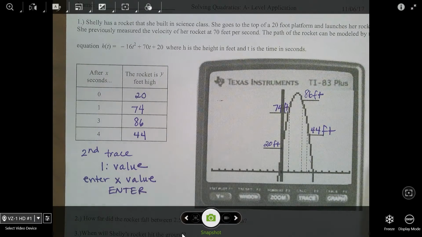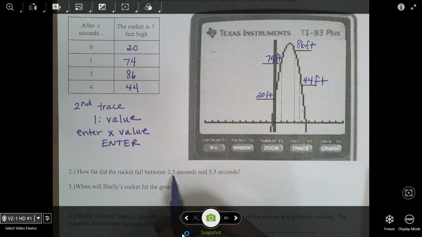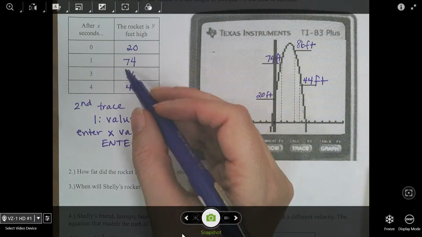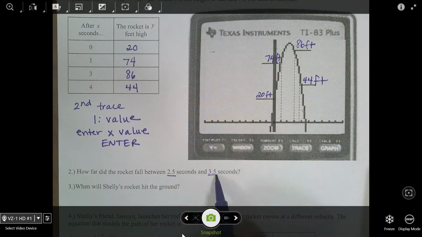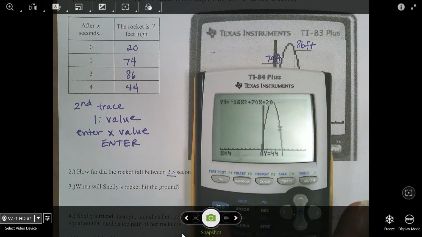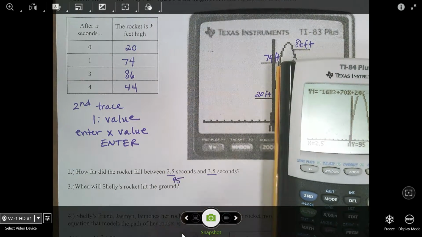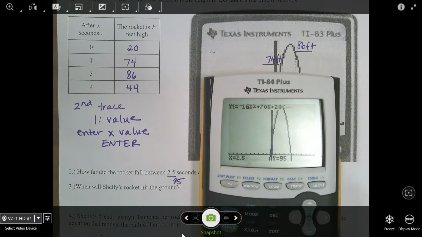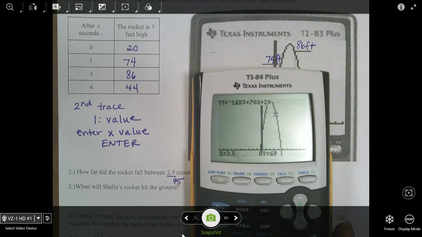So this is going to get slightly more complicated in that we next want to know how far the rocket fell between 2.5 seconds and 3.5 seconds. We didn't find any of those numbers, so we're going to have to put these numbers in. Because we want to know how far it fell between those times, we want to find the difference. So we're going to put second trace. Our first value is 2.5. And at 2.5 seconds, it's at 95 feet. Then I'm going to do second and trace and value. This time I'm going to do it at 3.5 seconds. And now it's at 69.